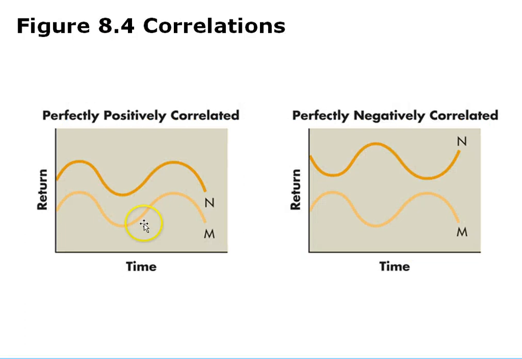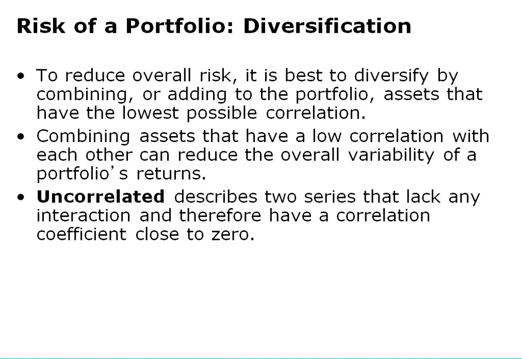So here these are perfectly positively correlated, where the two assets are moving in tandem, and these are perfectly negative, where the two assets are moving in opposite ways. On the risk of portfolio diversification: the more diversified your portfolio, the lower the risk. To reduce the overall risk, you want to diversify your portfolio by combining or adding assets that have the lowest possible correlation. For example, you don't want a portfolio that's all semiconductor companies because that's a high correlation. You may want to combine assets with low correlation, so maybe companies from many different industries, to reduce the overall volatility of the returns.